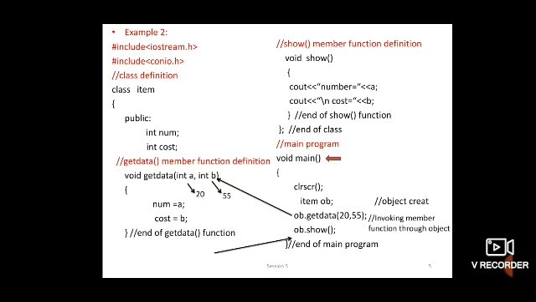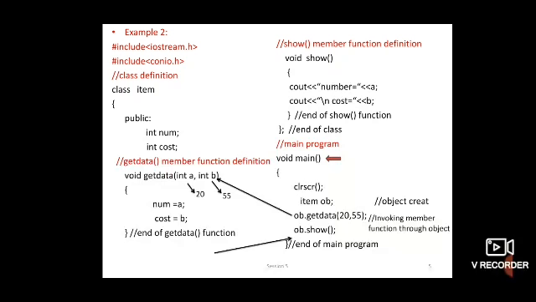Now num is equal to a means what is the value stored in a? 20. That 20 value is now stored in the num variable, and same as that, the 55 value is stored in the cost variable. Okay, now end of this function.